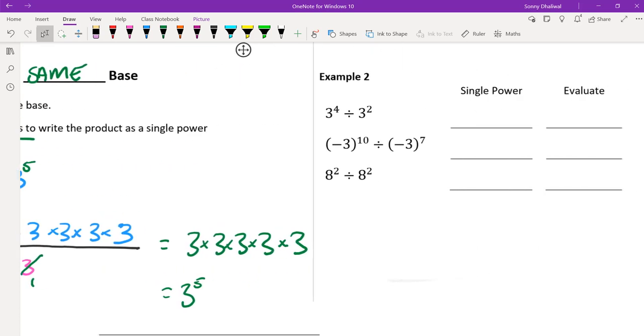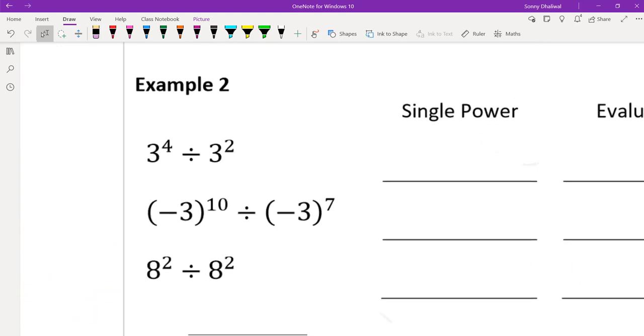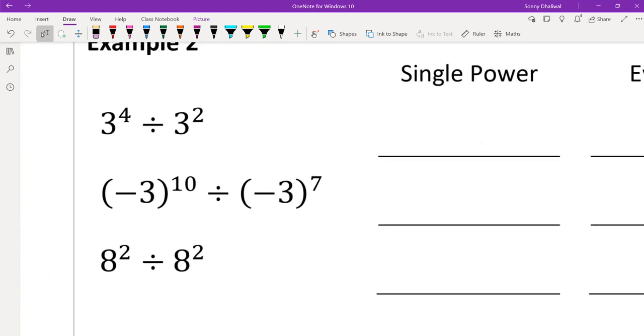So, let's look at these. First question. What's the base? Good. Base doesn't change. What's the exponent? 2. Next question. What's the base? No. Brackets. Brackets negative 3. What's the exponent? 3. Awesome. 10 minus 7, 3. What's the base? 8. What's the exponent?